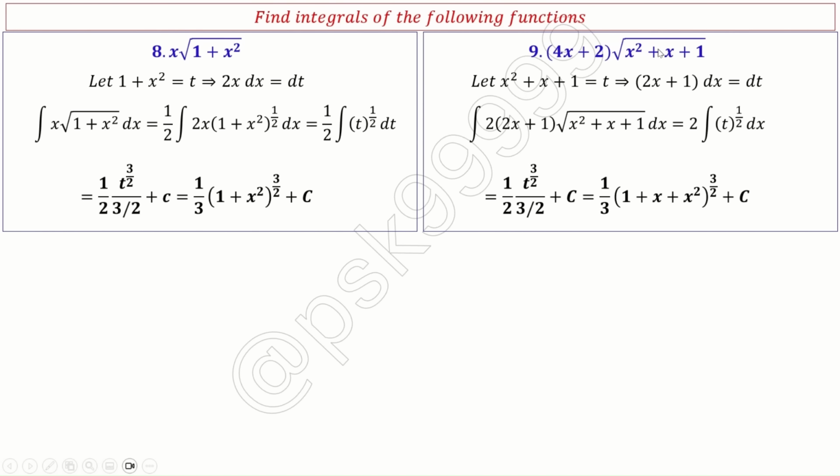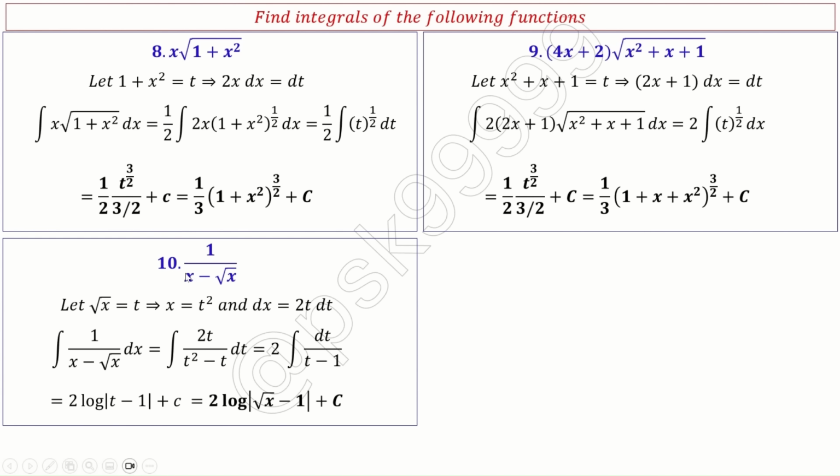Okay, 1 by x minus square root of x. Now if I take square root of x common, this will become square root of x into square root of x minus 1, correct? I can do it that way, or simply you call this square root of x as t, then x is nothing but t square. So dx is nothing but 2t dt, correct? Now you remember this one, dx equal to 2t dt, and replace carefully.